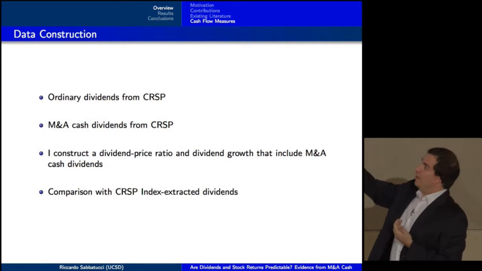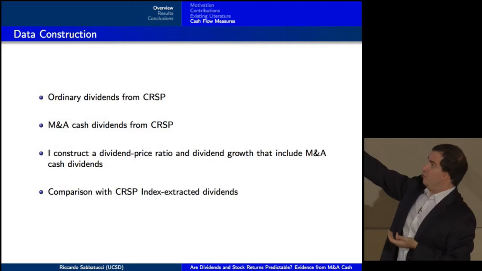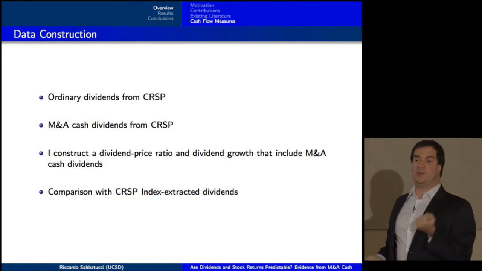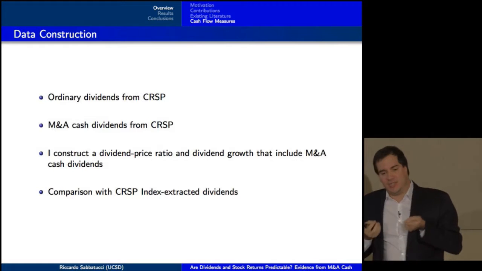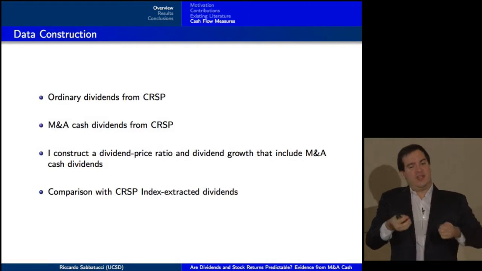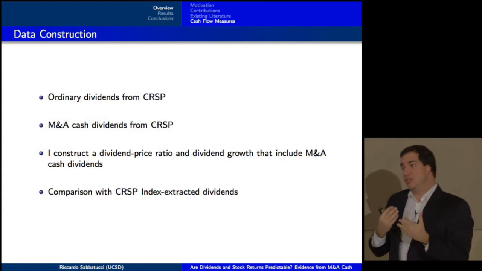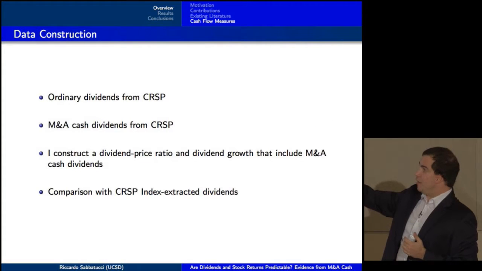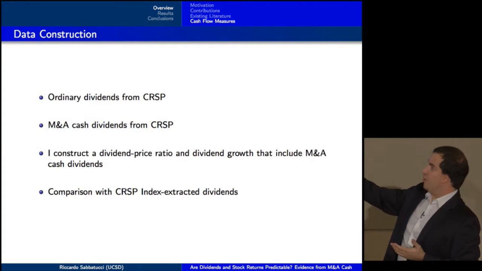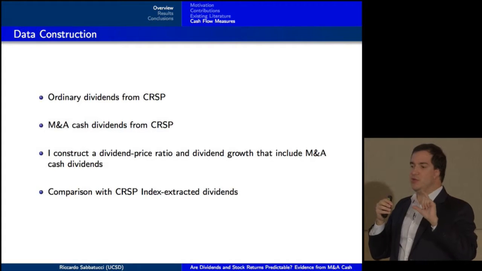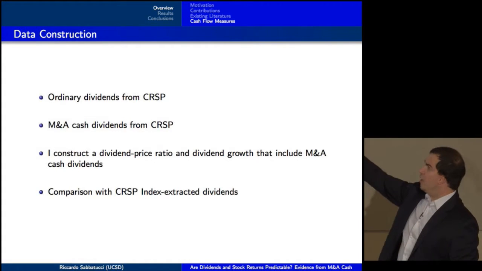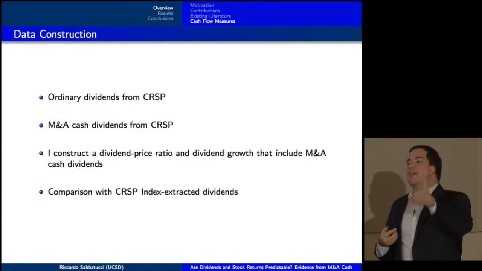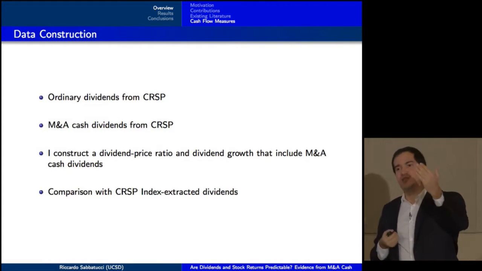So what I do is construct my measure by taking the ordinary dividends from CRSP, standard, and I add M&A cash dividends from CRSP as well. Again, these M&A cash dividends are dividends that an investor in a firm that gets acquired receives. So it's basically liquidation dividends, and I think they should be included in the dividend measure. And then, given this new dividend measure, I construct the new dividend price ratio that includes these cash dividends coming from M&A activity, and the new dividend growth. And then I compare this measure with the standard two CRSP extracted dividend measures, with investment and without investment.